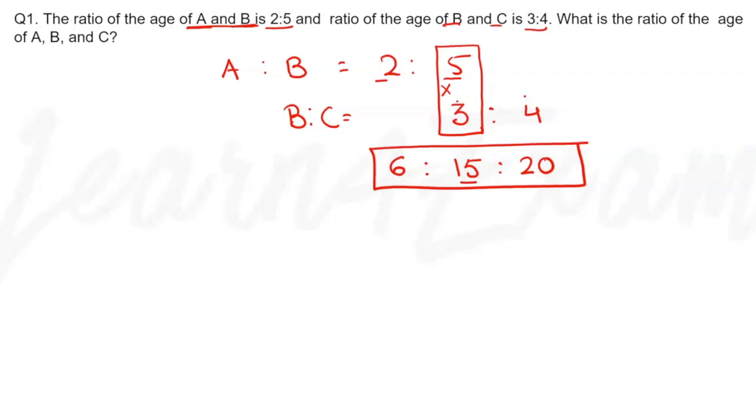Just a small revision of what we did. We multiply the common two numbers first, right? Whatever the upper number is, we multiply the entire ratio with the lower number, and whatever the lower ratio is, we multiply that with the upper number to get the required ratio. This is how we solve these kind of questions. Let's move into the second question.